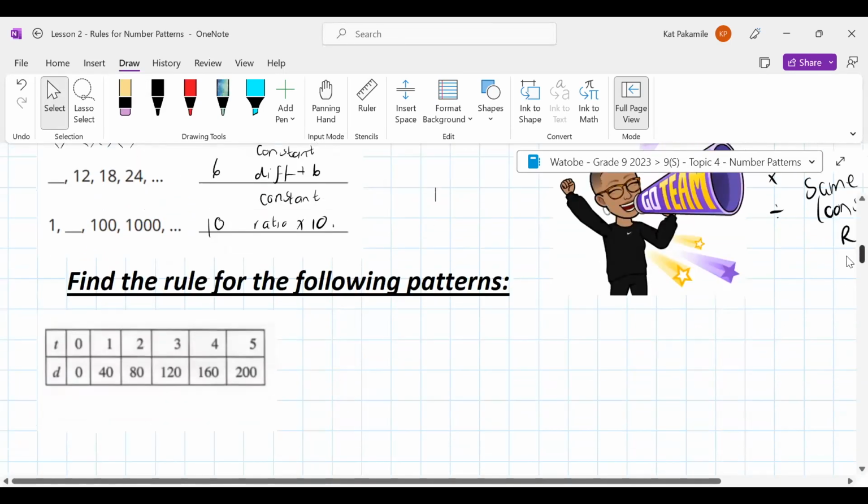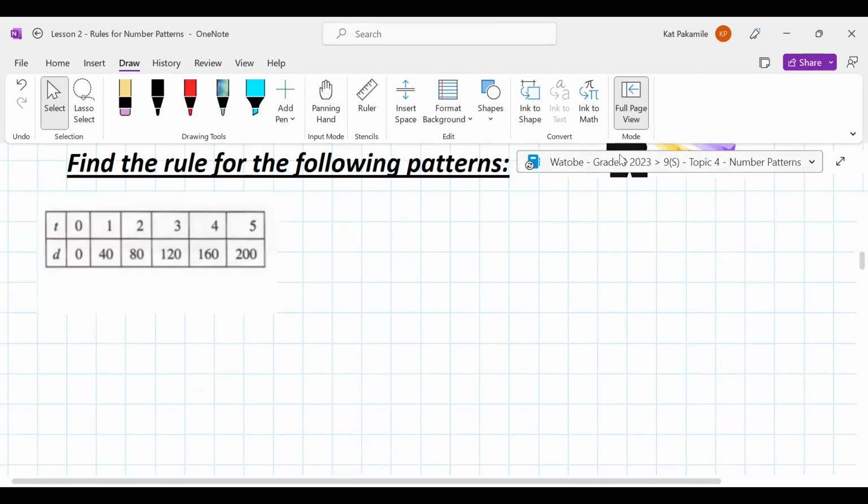Now let's find the rules, guys. Let's talk about what's going on. How do we find the rule? Let's talk about the pattern that's on our screen right now. Tell me, what is the constant difference there? 40. Follow says 40.